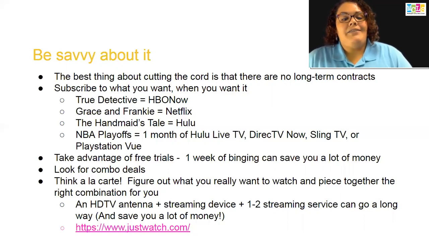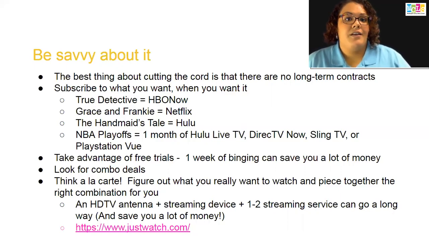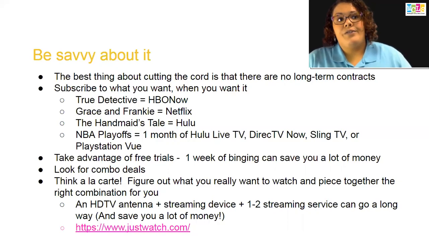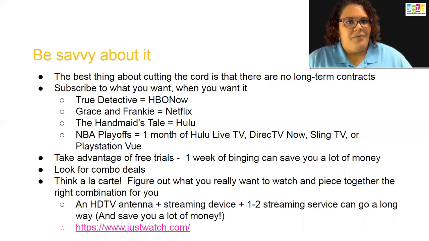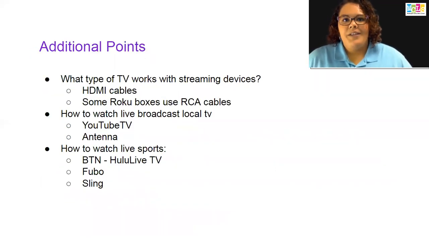So an HD TV antenna and just 1 to 2 streaming services can go a long way and save you a lot of money. And there's this website called justwatch.com where you can look up your favorite shows and see what streaming services they're available on, and then see what devices you can get those streaming services on. It might be a lot of work, but take your time and do your research. So a couple more points.